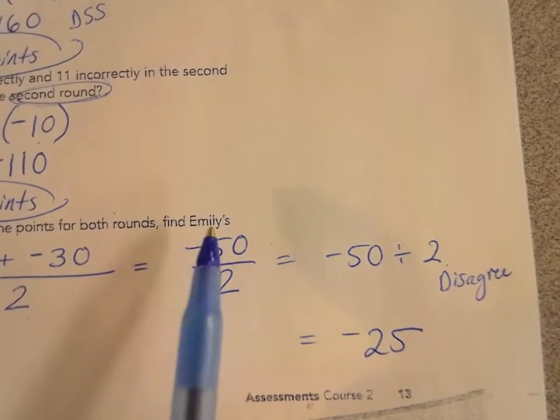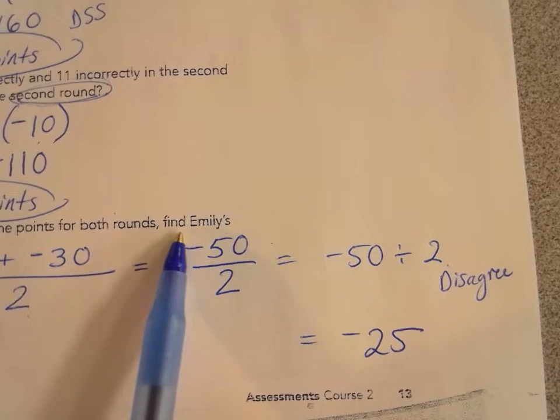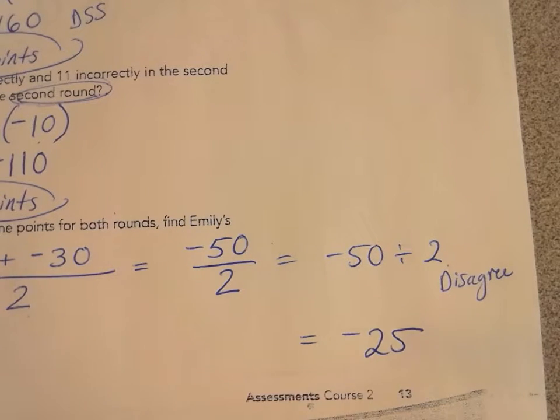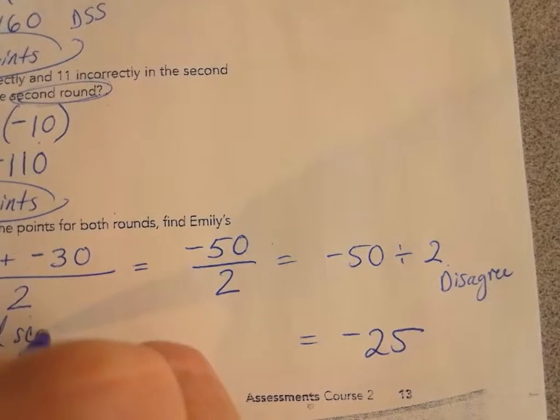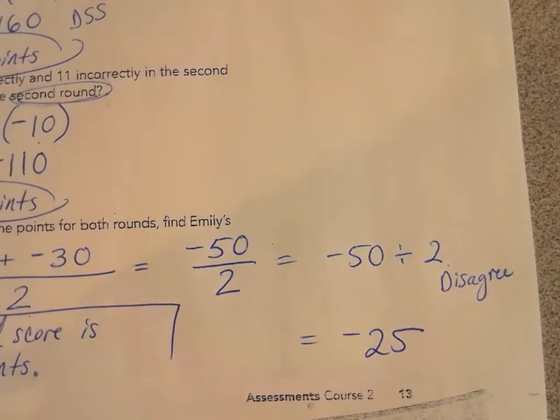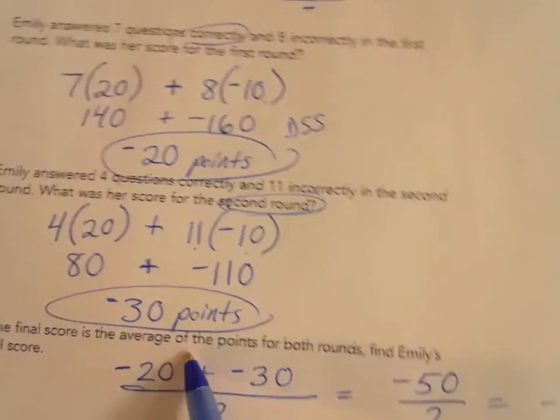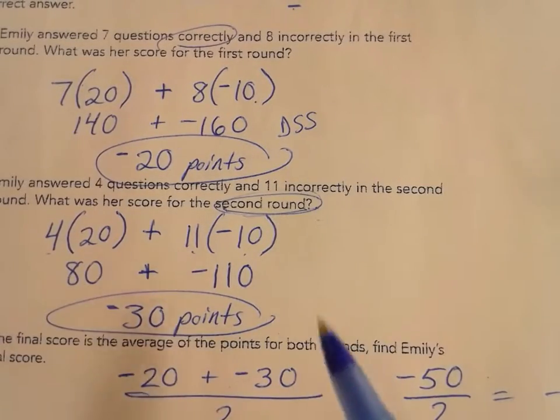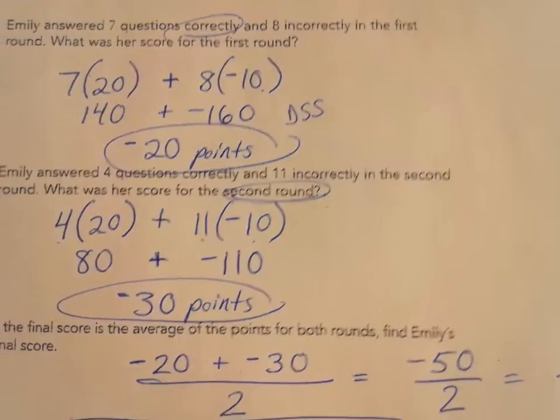So what are we answering here? Negative 25 what? Find Emily's final score. Oh, negative 25 points. Maybe I add Emily's final score is negative 25 points. Or we could talk about when you average her round A with round B, or round 1 and round 2, you end up finding negative 25 points as our final score.